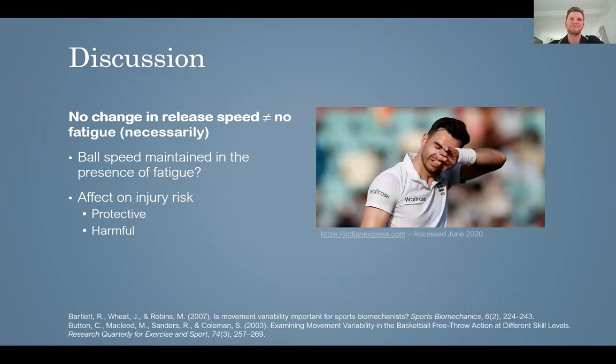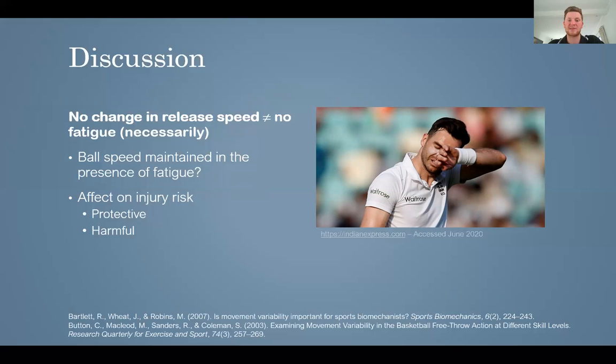The final point I just want to quickly discuss is related to the fact that there was no change in release speed as the participants moved from over 1 to over 6. Initially I thought that this was due to the fact that fatigue hadn't occurred. But the more we talked about it as a group, the more I realized that it's likely that fatigue had occurred. You'd expect this over 36 balls at 100% intensity. But that begs the question, why do we not see any change in release speed?